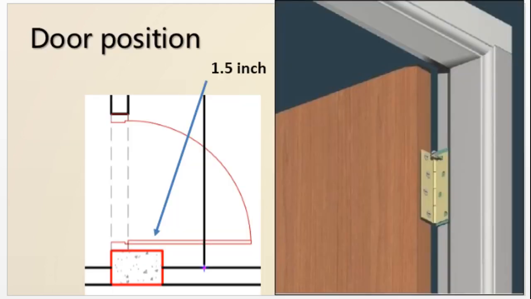So there is something we need to talk about additionally, that is the door position. If we see the plan view of this door, you will see that this is the opening direction. As you can see from this frame, this is actually the plan view of the frame. And if you see there, this is the opening direction.